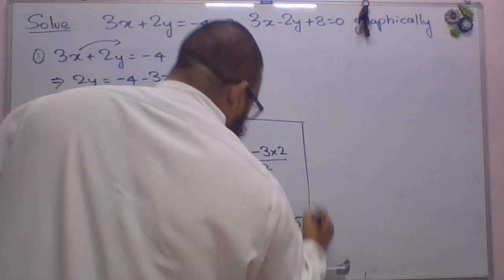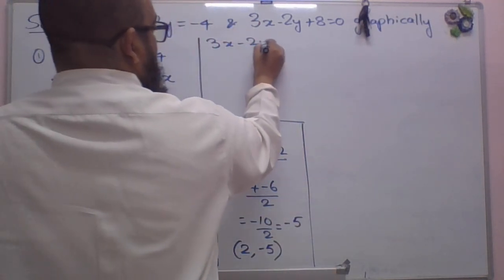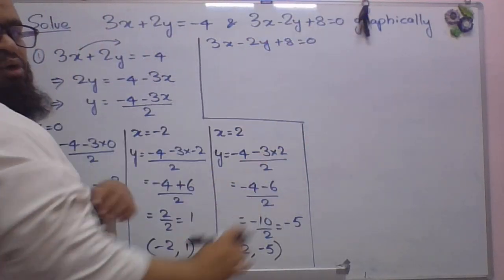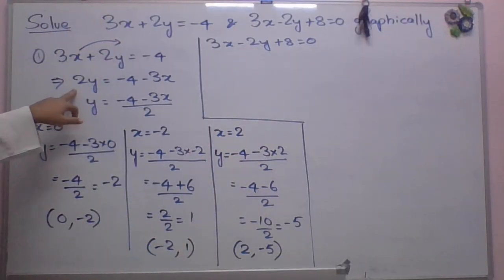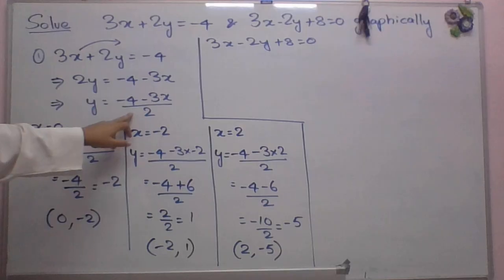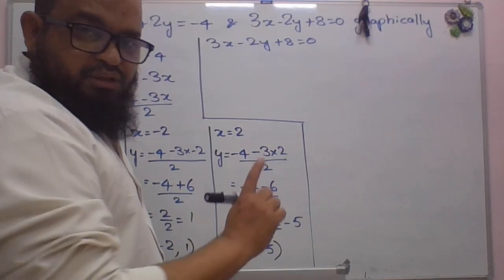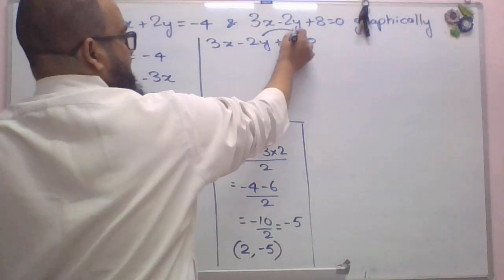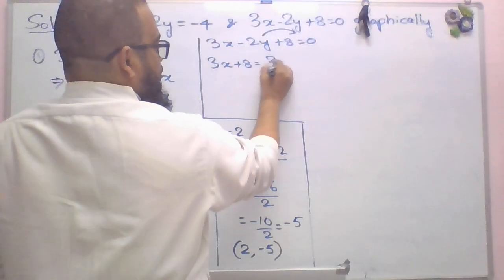So let us go for second equation. 3x minus 2y plus 8 is equal to 0. In the same way as here, I want to take 2y to any one side, so that the divisibility I can understand easily. Is it clear? So transpose -2y to the right hand side. So what happens? 3x plus 8 equals 2y.